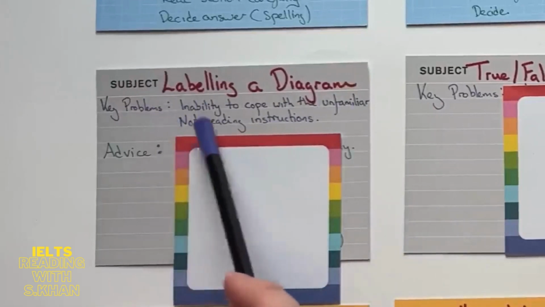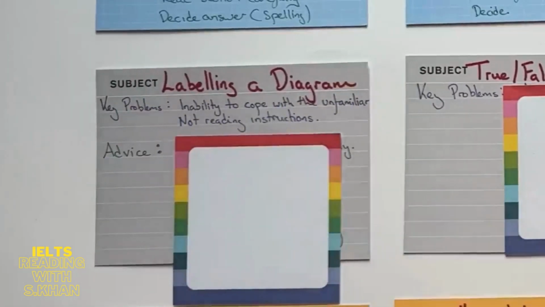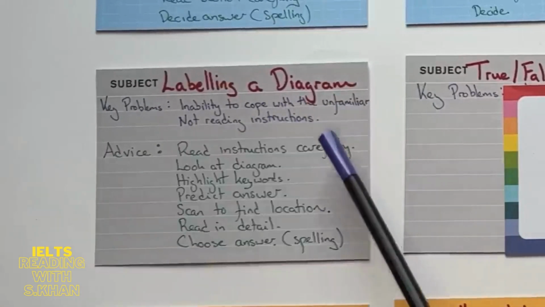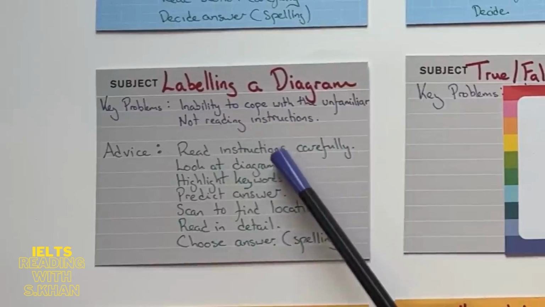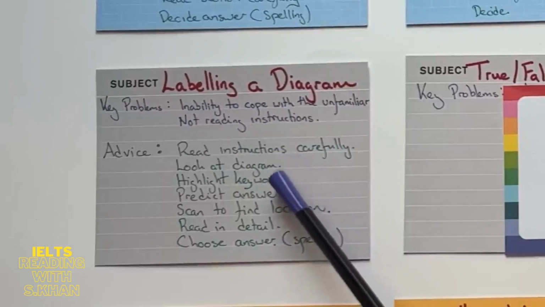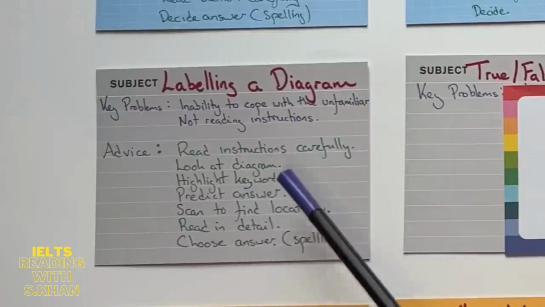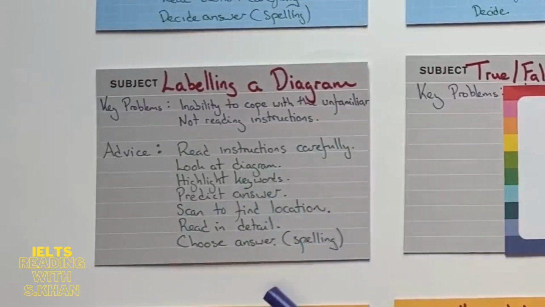All right, and also not reading the instructions. Often it will say only use one word or two words or one word and a number or something like that. You need to pay attention to this. So of course, read instructions carefully, look at the diagram to understand the diagram, and don't panic. Continuing to look at the diagram, highlight any keywords. Look at the spaces that you have to complete and predict the answer, just like you were predicting before. Scan to find the location, read in detail, and choose the correct answer. And be careful with your spelling.